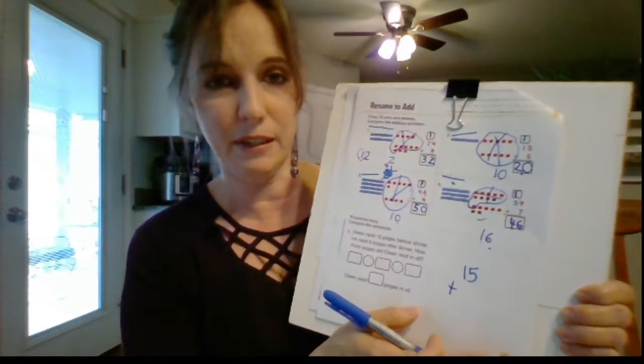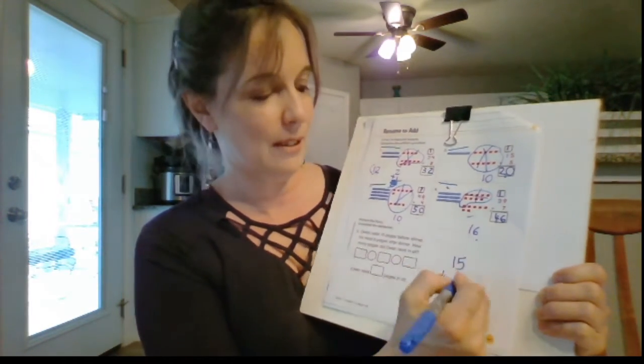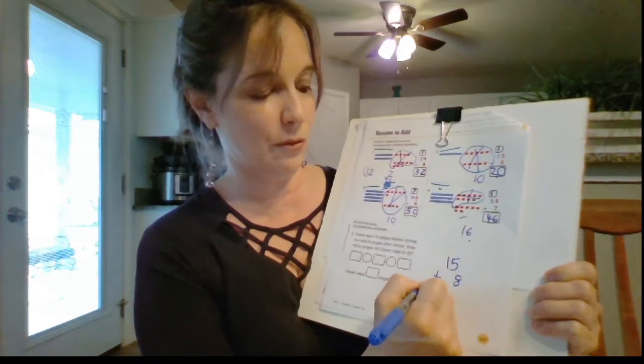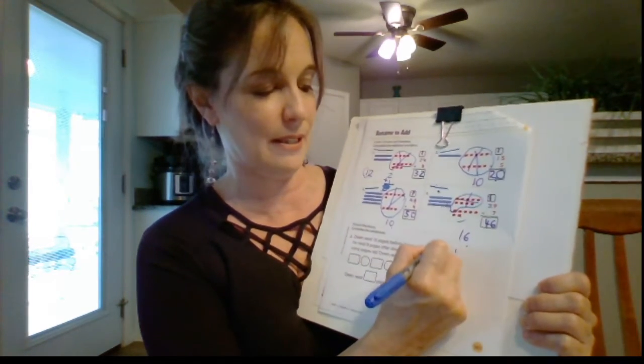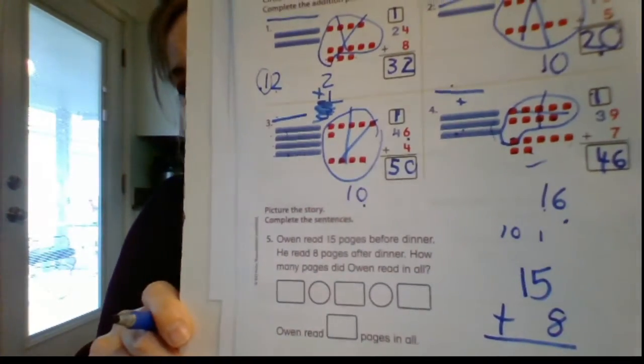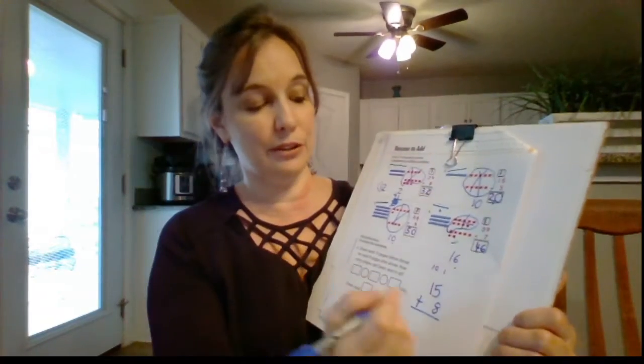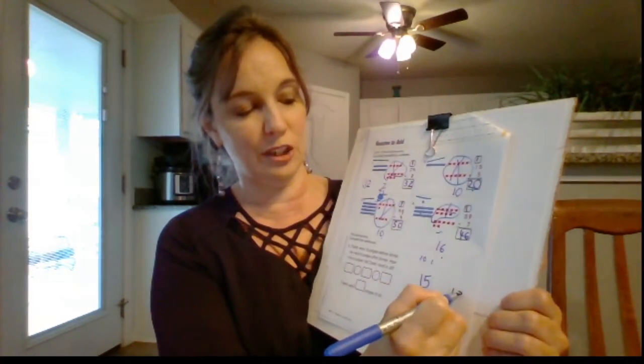Where do I put the 8? Under the 1? Is it 8 groups of 10 or is it 8 ones? It's 8 ones. So I put it under the ones because this is the ones place. This is the tens place. Can you see that? What is 5 plus 8? We've already been learning this. Do you remember? 5 plus 8 is 13.